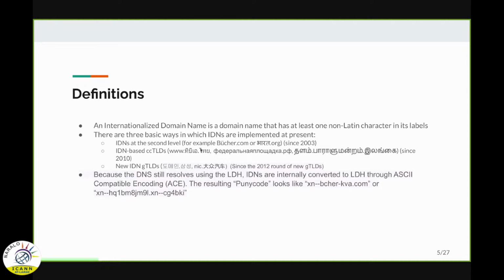This has the least impact from a resilience or stability perspective, because .com and .org are established TLDs, and it is only at the 2nd level that we are working, so it is actually the simpler of all the options. The next one is IDN-based ccTLDs.